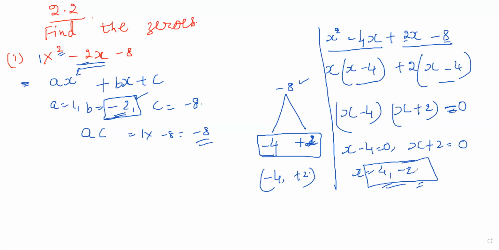Now you have to write the relation between the coefficients and the zeros. I will write once again. What are the zeros here? Zeros are 4 and minus 2. Now write the sum of zeros.